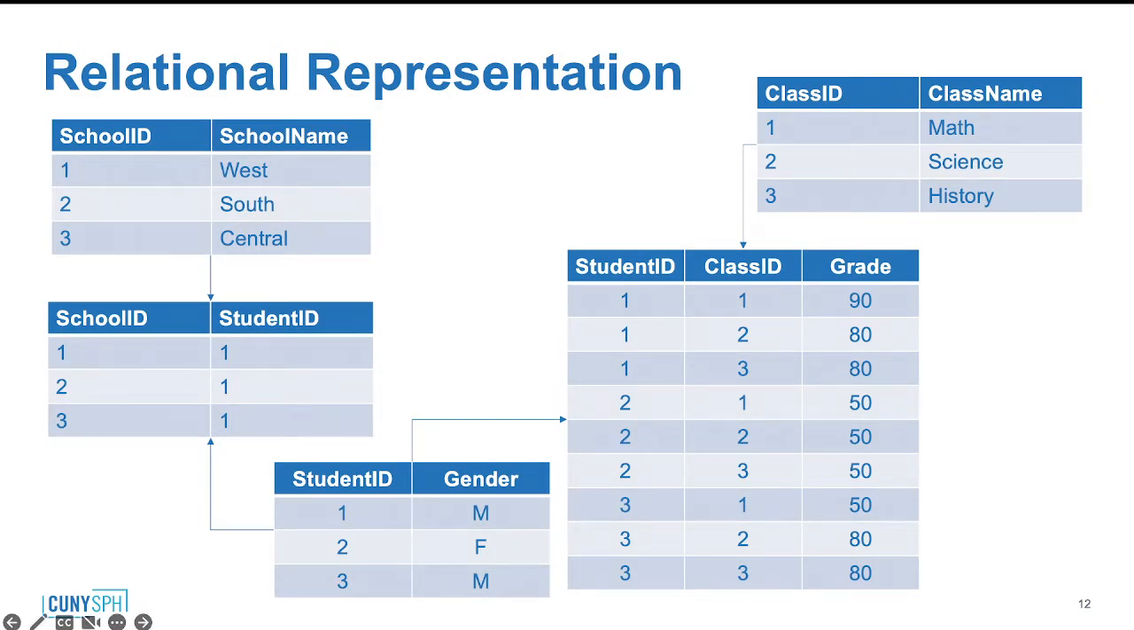This is the same data that we were presenting about the student scores in a relational representation. We have a table dedicated to the schools. We have a table that identifies our students. We have a table that identifies our classes, and then we have a table with the students, the class, and the grade for each student in each class. Then we have another relationship where we associate every single student with the school that they are attending. And here is an error. It should be 1, 2, and 3 to represent every single student.